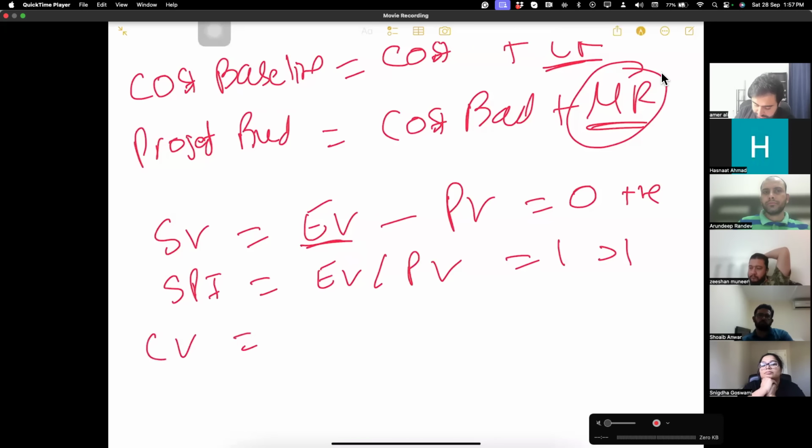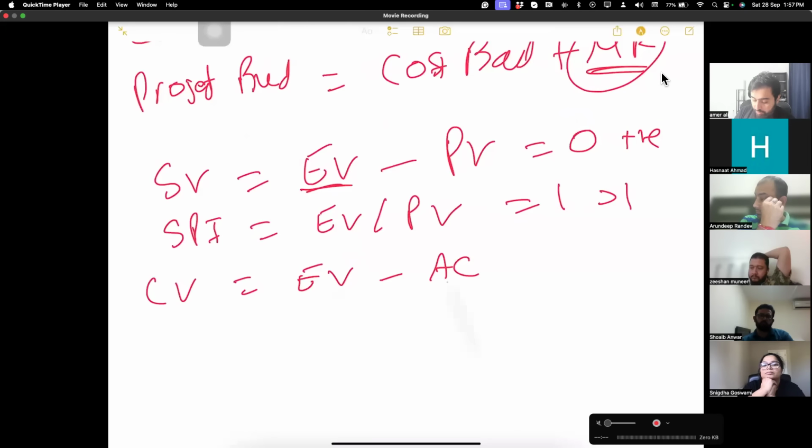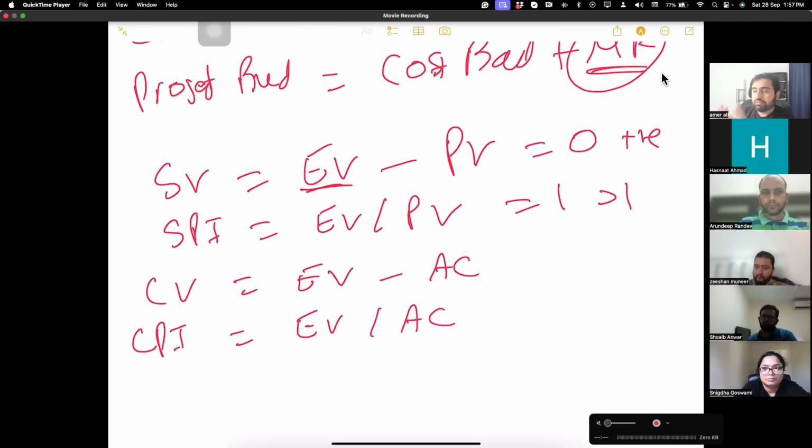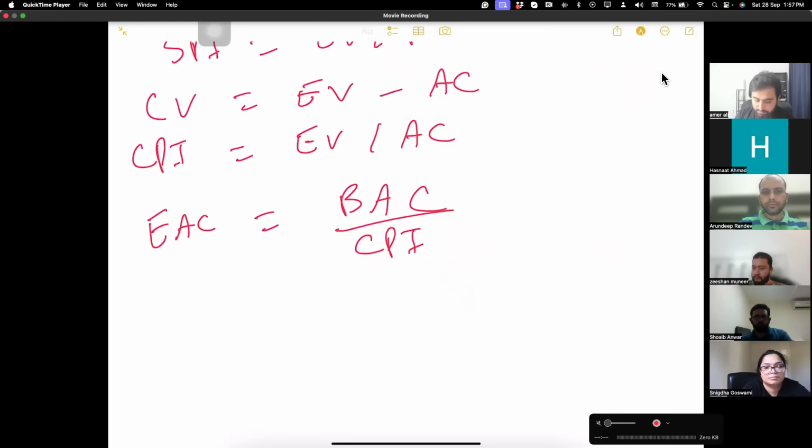We have cost variance. Similarly, what work you did and how much money you have spent. Cost performance index, earned value divided by actual cost. Greater than 1 is always a good thing. The complete budget is called budget at completion. But if your budget changes, you want to calculate a new budget, you use this formula. Okay.